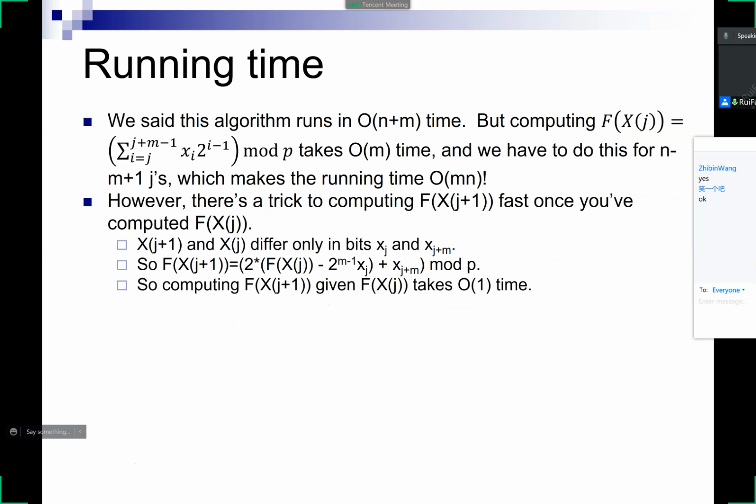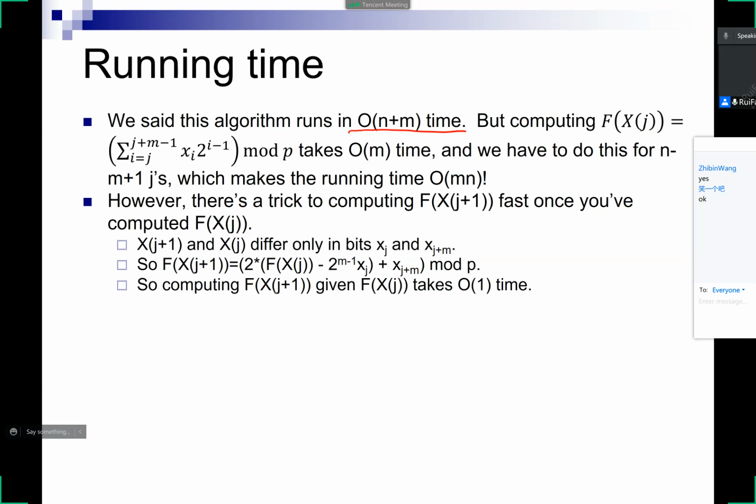Okay. All right, so there are still a few more things we need to do for this algorithm. Okay, so we bounded the false positive probability, but now we need to look at the running time. Okay, because we're trying to get an order n plus m running time for this Monte Carlo version of the algorithm.